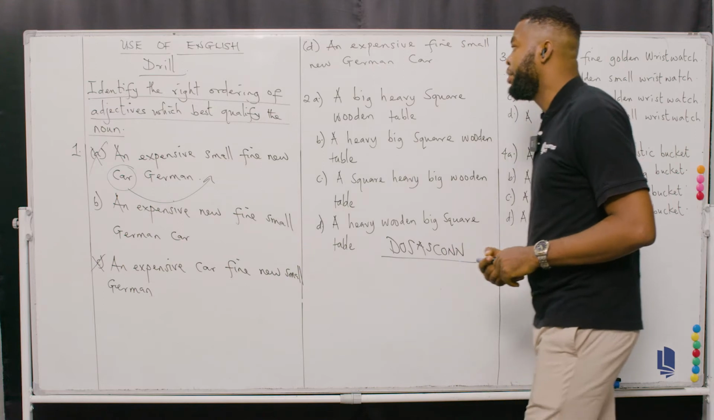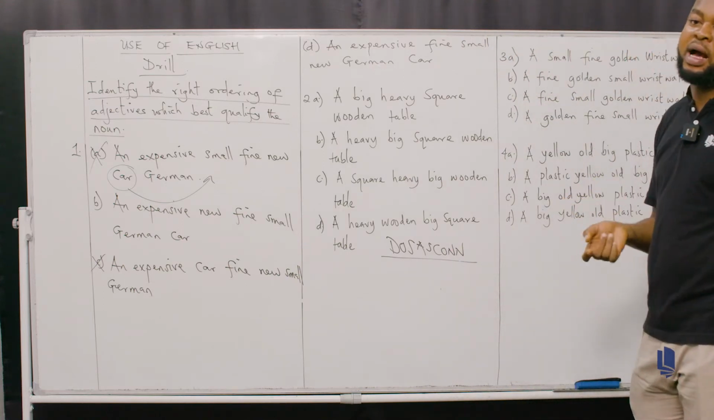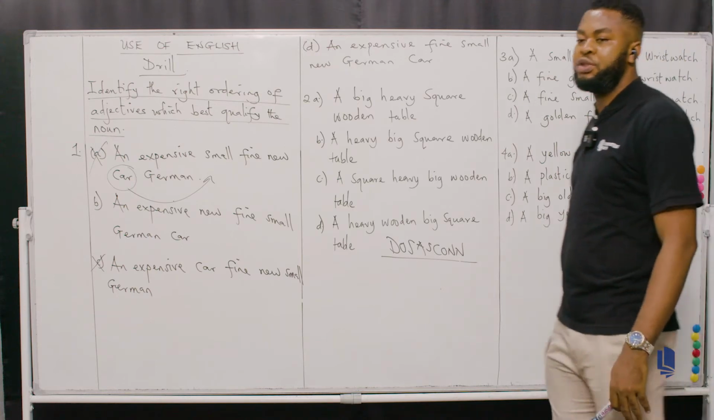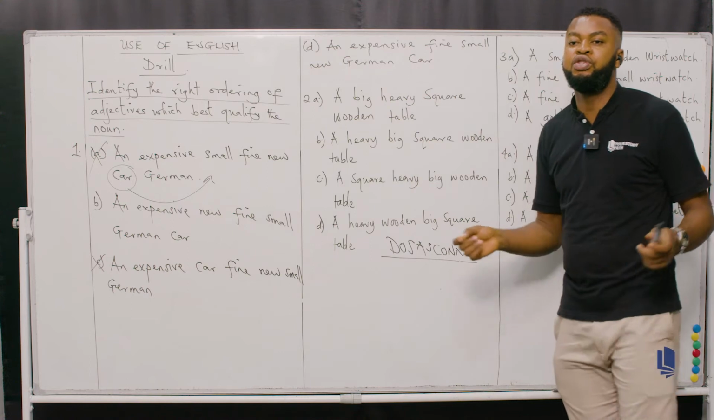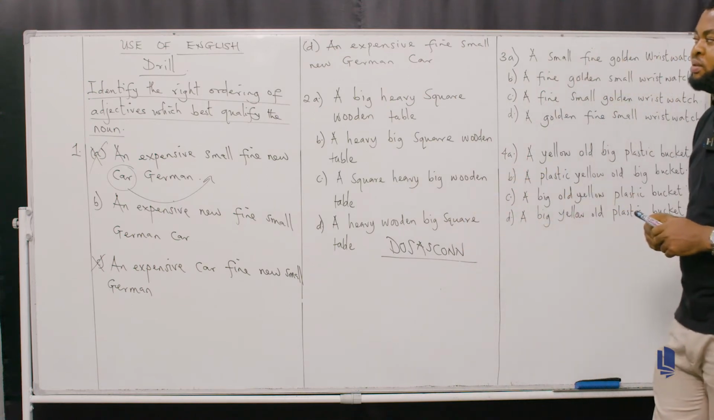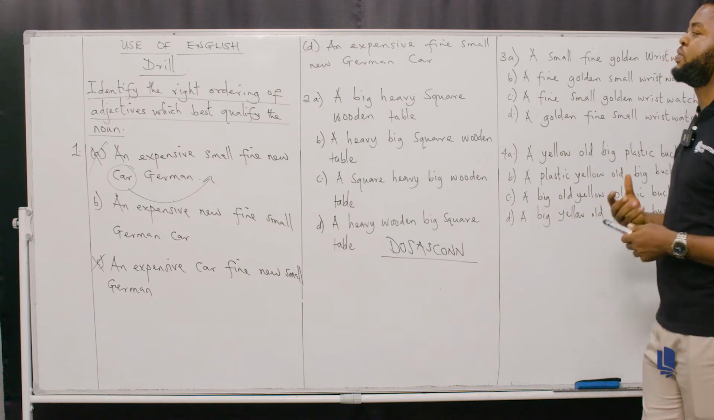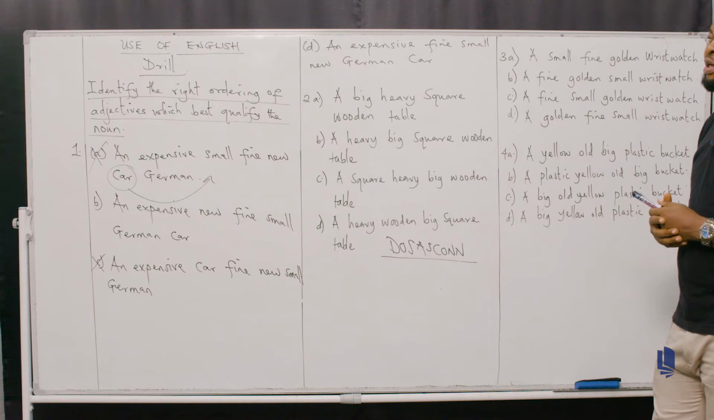All right. Now look at option letter D. An expensive, fine, small, new German car. What do you do in that case? You will need to compare option letter B with option letter D. You need to show a form of comparison and contrast. An expensive, fine, small, new German car. So in that case, what are you supposed to do?